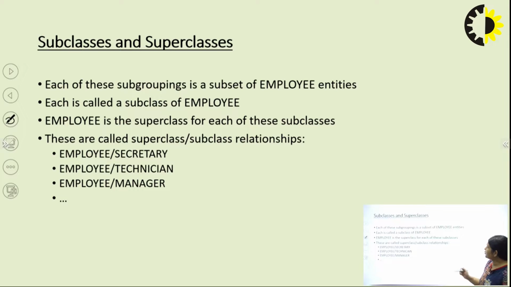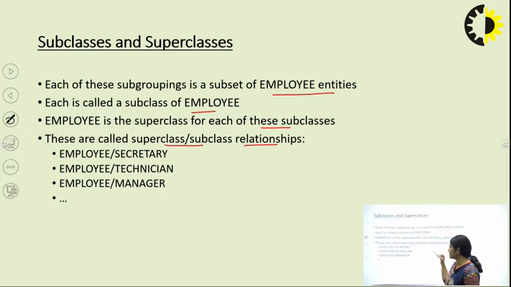Now each of these subgroupings is a subset of the employee entity, and each is called a subclass of the employee. Employee is the superclass for each of these subclasses. So now how do we read this? These are called superclass-subclass relationships. So, employee and secretary: employee is a superclass, secretary is a subclass. So this is how the representation is done. Likewise, employee-technician, employee-manager.